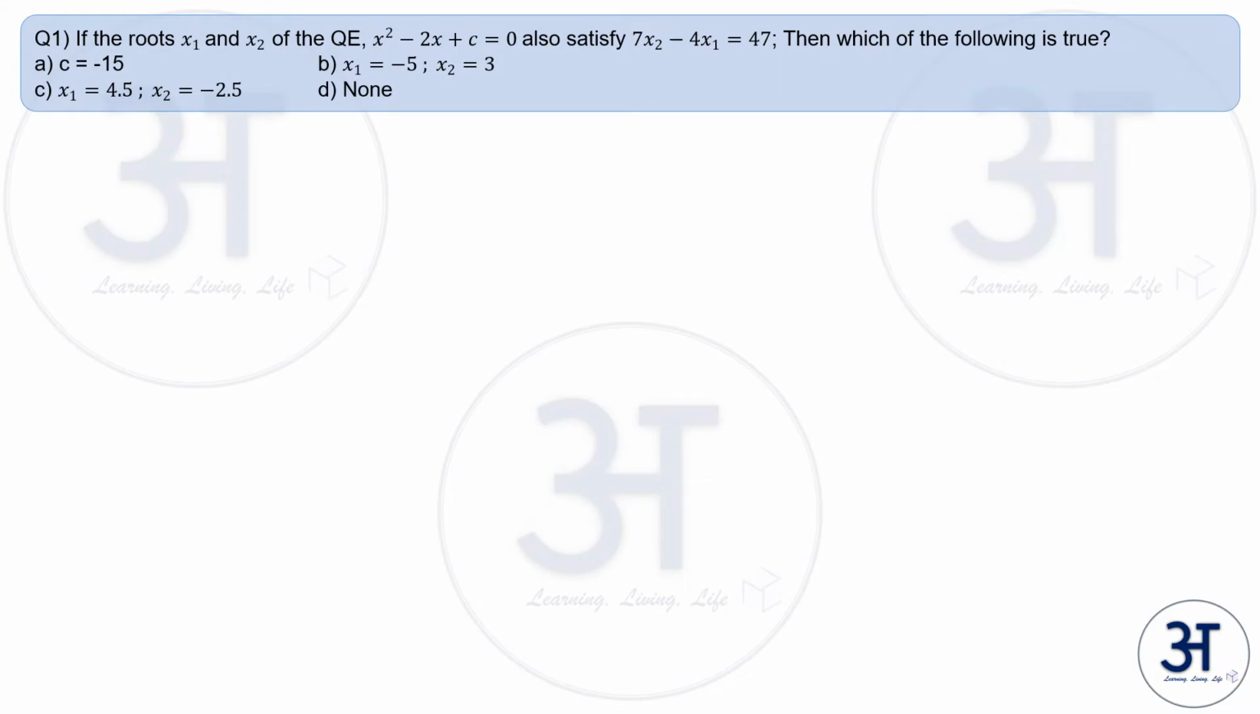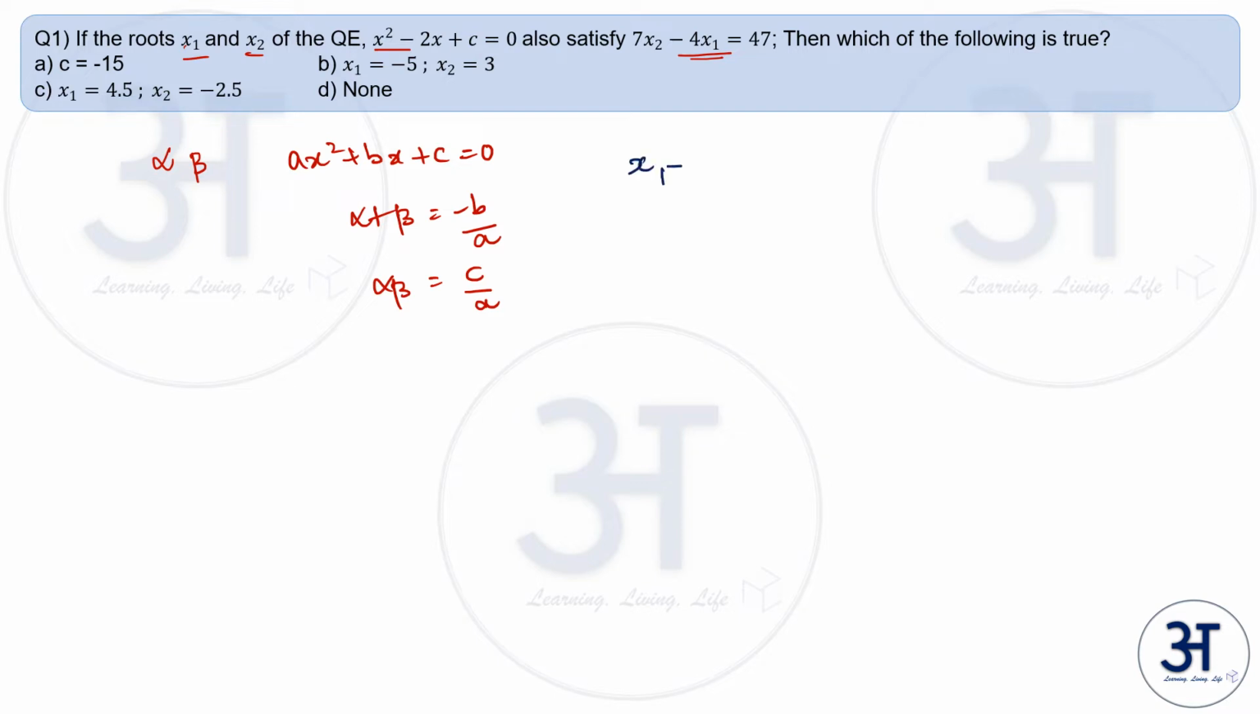It is given that if x1 and x2 are the roots of the quadratic equation x square minus 2x plus c equal to 0 and also satisfy 7x2 minus 4x1 equal to 47, then which of the following is true? So if x1 and x2 are the roots, we know that if alpha and beta are the roots of a quadratic equation ax square plus bx plus c equal to 0, then alpha plus beta equal to minus b by a and alpha beta equal to c by a. So we'll use this simple formula here.